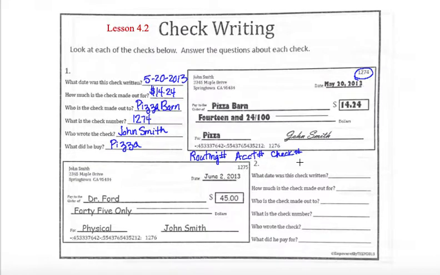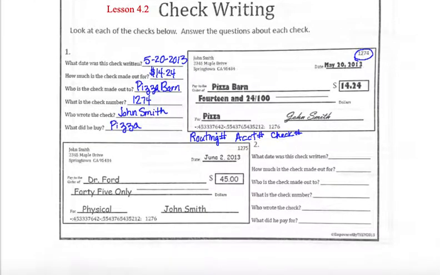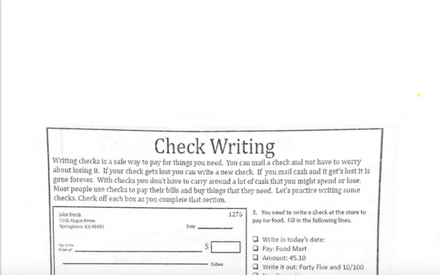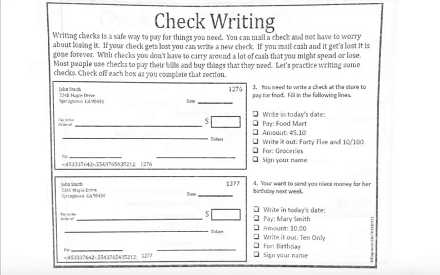All right, I'm going to ask you to fill in number 2 for me later. I'm going to go down and we're going to scroll down here to number 3. And we're going to fill in our first check. So it says, you need to write a check at the store to pay for food. Fill in the following line items. So it says, write in today's date. So the date goes on that top right line. So today is November 4th, 2020.